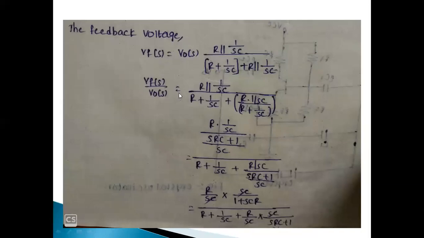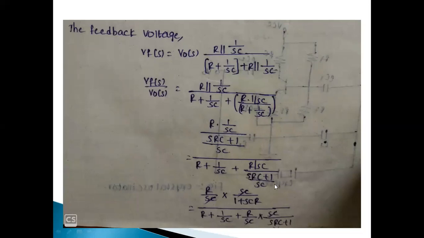So VF of S by V naught of S is equal to R parallel 1 by SC by R plus 1 by SC plus R parallel 1 by SC. R parallel 1 by SC means R into 1 by SC by R plus 1 by SC, since parallel combination means R1 R2 by R1 plus R2. In the numerator also, R into 1 by SC by R plus 1 by SC. Okay. So in the denominator we have R plus 1 by SC plus R by SC by R plus 1 by SC.